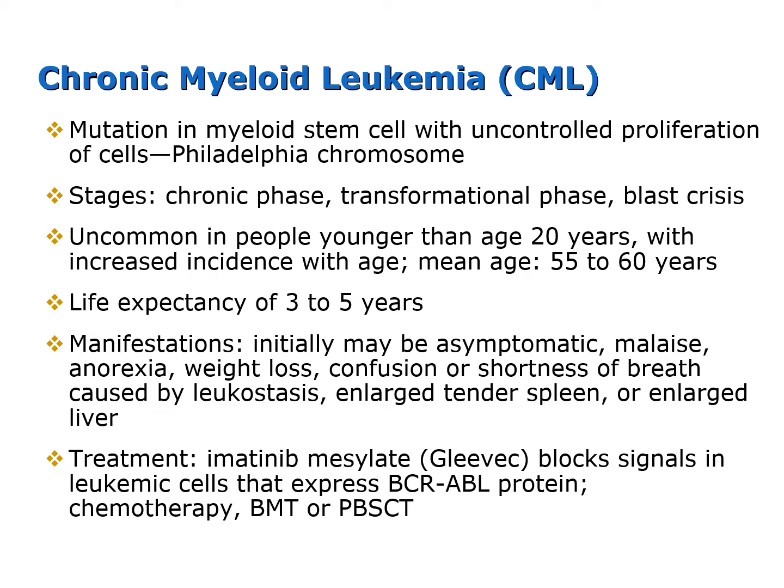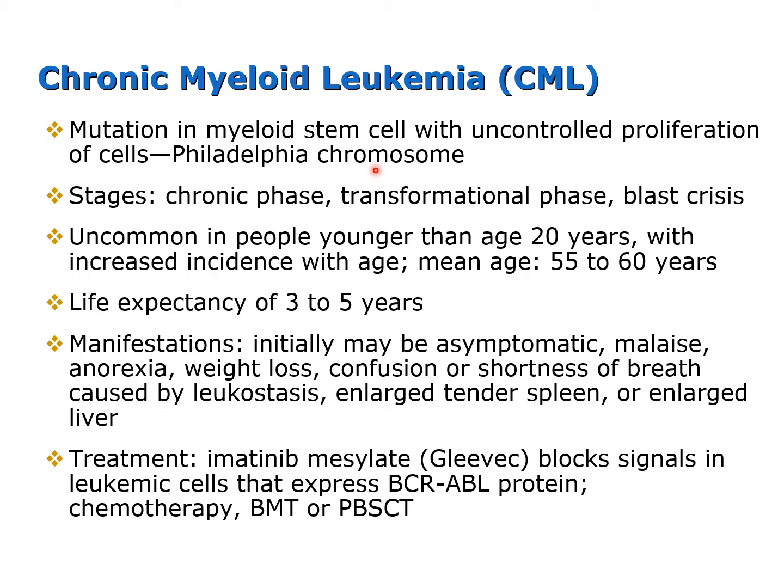For the chronic myeloid leukemia, so CML, specifically, they're telling us that there's a mutation in the myeloid stem cell, and you're getting uncontrolled proliferation of cells. Specifically, they're naming something known as a Philadelphia chromosome. The way this is described, chromosome 22 is missing a section, a piece of DNA. So this is one way that they are able to identify this particular type of leukemia.